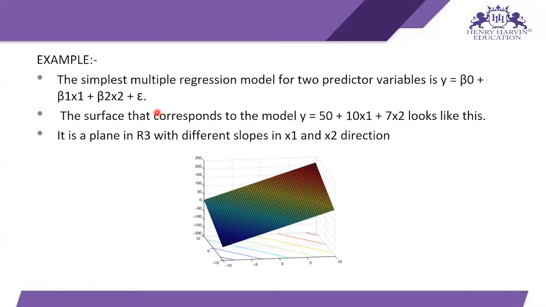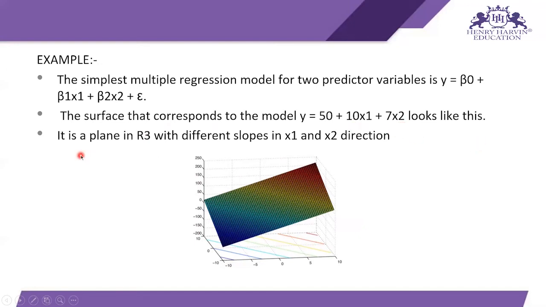The simplest multiple linear regression model for two predictor variables is y equals beta 0 plus beta 1 x1 plus beta 2 x2 plus epsilon. When we make a graph for this, since we are considering two variables, we have to move to a 3D view. Where we have a single line in the 2D view, here we have a plane in the 3D view to get the output of a single variable. The surface that corresponds to the model y equals 50 plus 10 x1 plus 7 x2 looks like this.